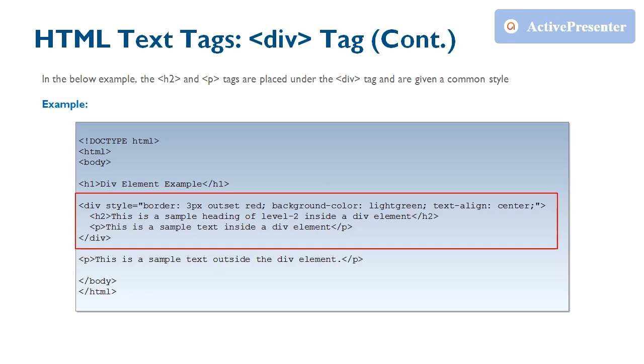Now we end the angular bracket for the starting tag of the div, and then we specify the H2 and the P tag, and then we end the div. And after the div, we have another paragraph element. So if you run this code, you will see that the H2 and the P elements which are inside the div, both will have a red border with a light green background color, whereas the paragraph outside the div will be a normal paragraph. Let's see what this code looks like.